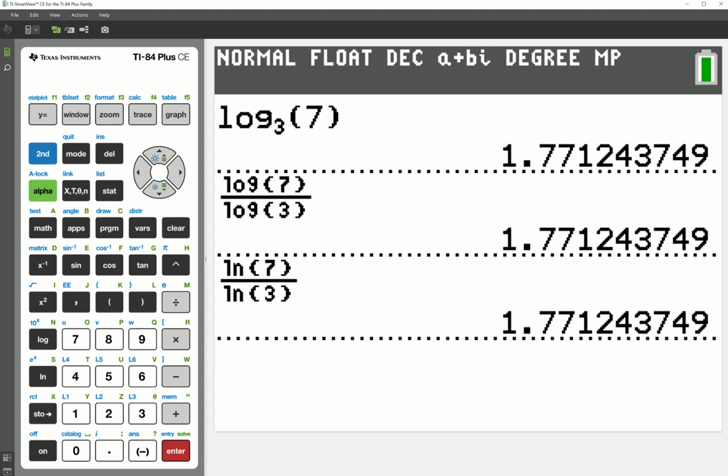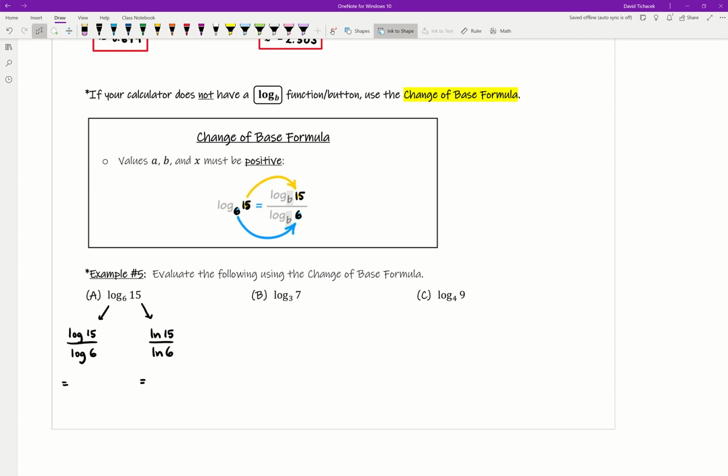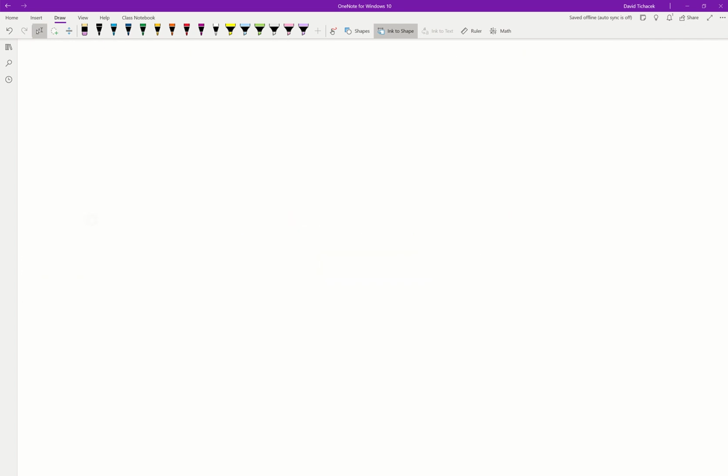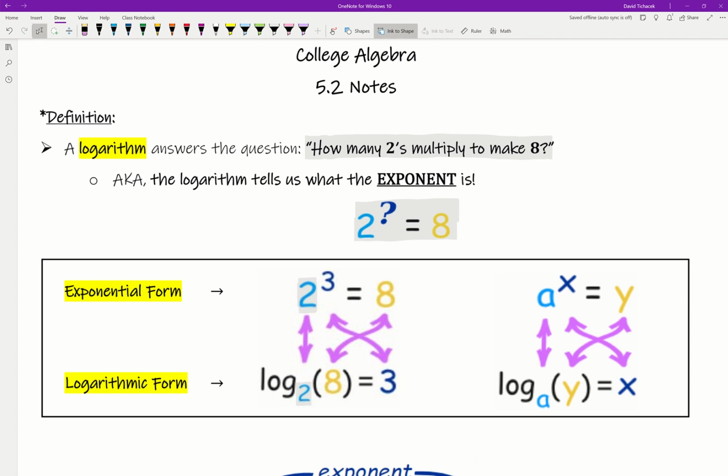There we go. Okay, so again, if you're ever trying to evaluate a logarithm, then you can use that change of base formula if you don't have that functionality in your calculator. But that's going to do it for this one. So again, just a basic reintroduction to the world of logarithms, what they are, what question they ask, and how we can answer that question both with the calculator and without the calculator.